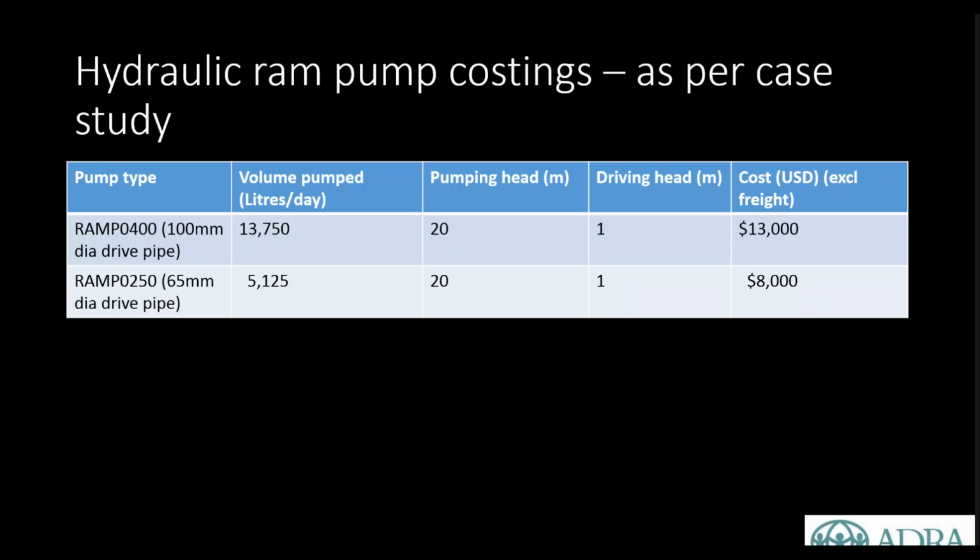And the cost for that particular pump is $13,000 US, which includes the pump and the drive pipes and the connecting pipes and the surge tank, but it doesn't include freight. And then for the slightly smaller pump, for the same sort of operational and driving head, you would get just over 5,000 litres per day, for a cost of about $8,000 US, excluding freight.